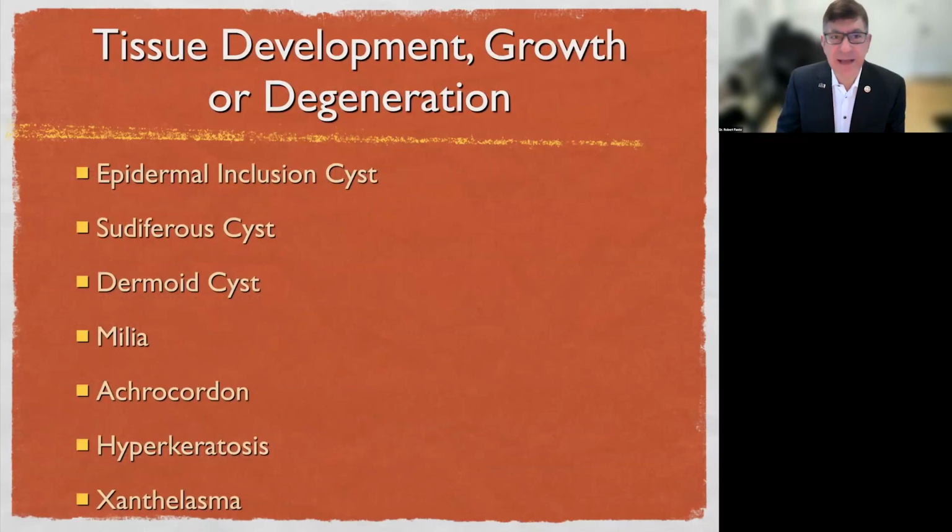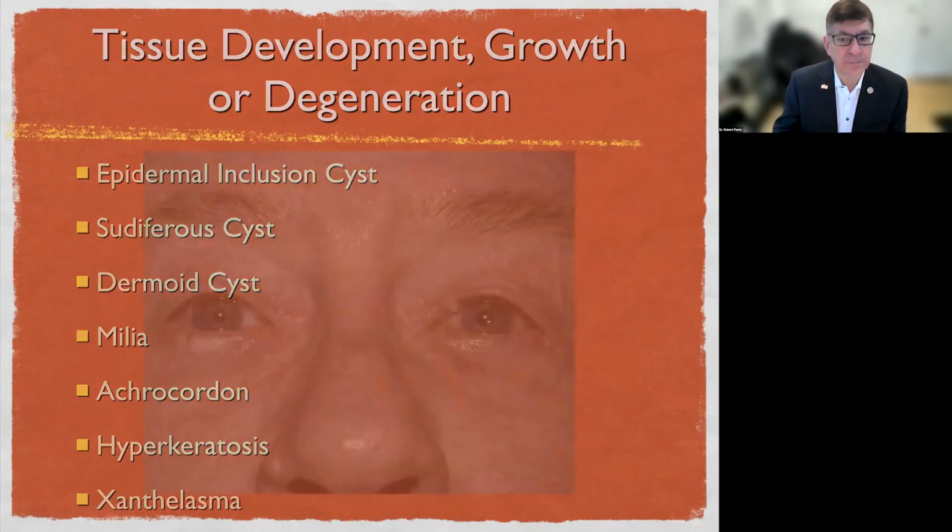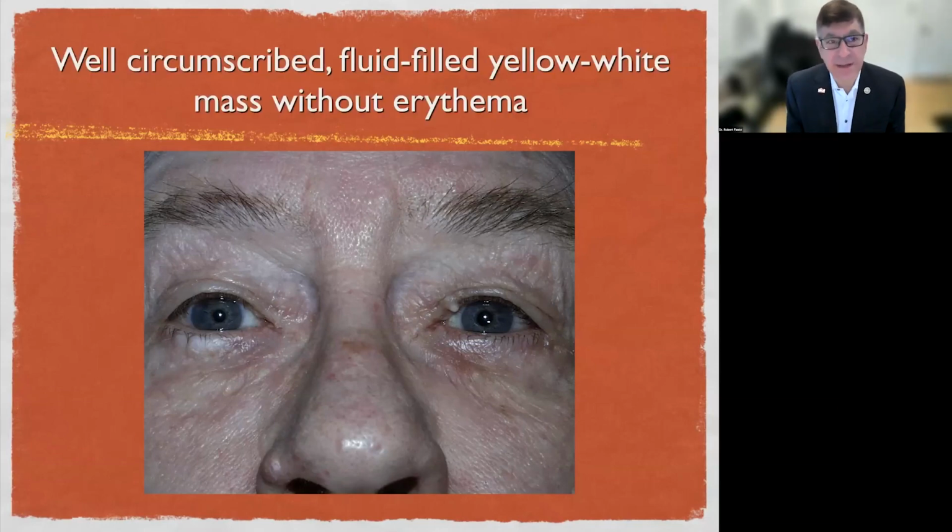We'll next move to the next category, tissue development, growth, or degeneration. Here's a list of some of the things that we'll talk about. Here's our first picture, and I'll ask you to describe what you see at this patient's left upper eyelid. Take a few seconds and think about what that might be. I'm going to describe that as a well-circumscribed, fluid-filled, yellow-white mass without erythema.